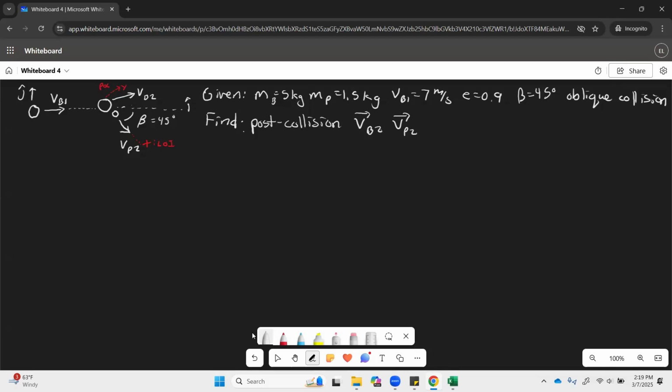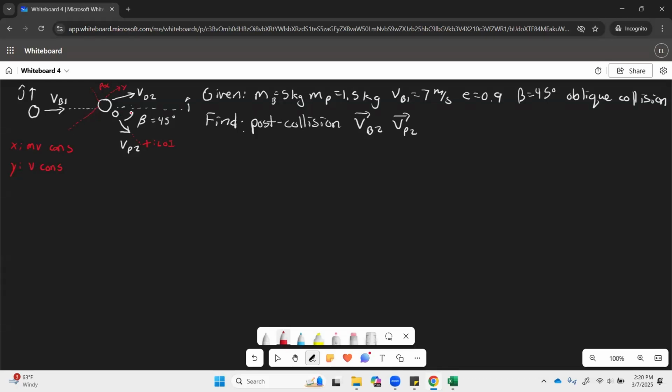Now we know that in the x direction, momentum is conserved, and in the y direction, velocity is conserved. So we need to break up the components of the incoming velocity into x and y. And then we'll be able to use the x equations, conservation of momentum and E, to find post-collision velocities. This is the direction of the x, and then the y here.